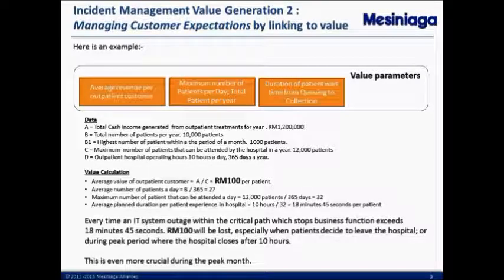First, we need to know the total cash income generated from outpatient treatments for the year. Let's take 1.2 million ringgit. And the total number of patients per year from last year's record is about 10,000 patients. But that is not as important as the highest number of patients that can be attended by the hospital. Let's take 1,000 patients in a month. That's maximum. So that means the upper limit of the hospital is 12,000 patients per year.